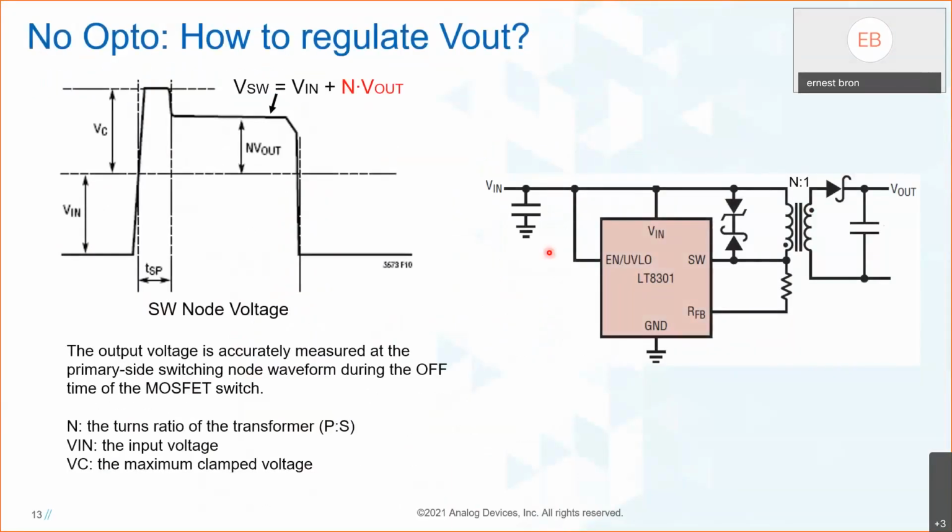Now, how does it regulate the output voltage? The way it works, it senses the voltage between switch and VIN, because as you close the switch internally, on the switch node you get the voltage which is equal to the input voltage plus the turns ratio times V out. Right? So by measuring this, you can figure out what V out is, and you can use it to regulate, to basically vary your duty cycle to control the output voltage. This is how it works.